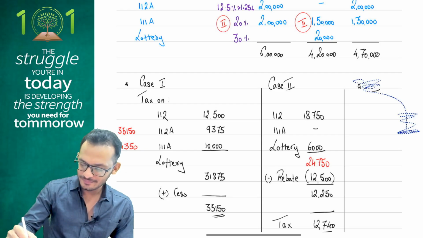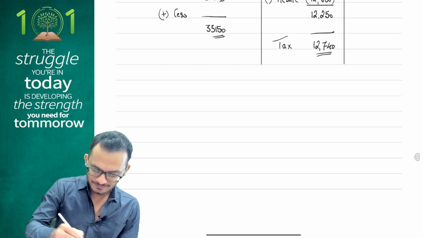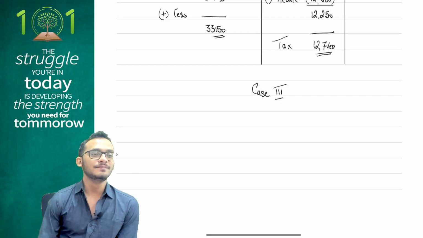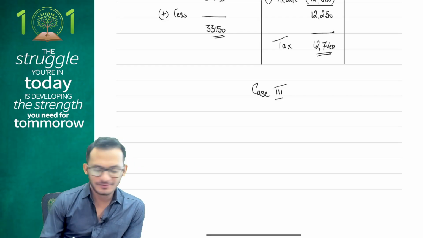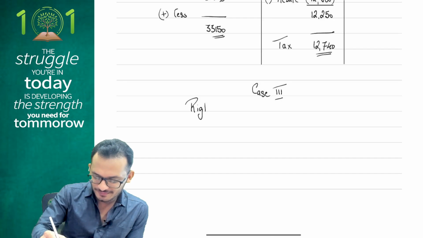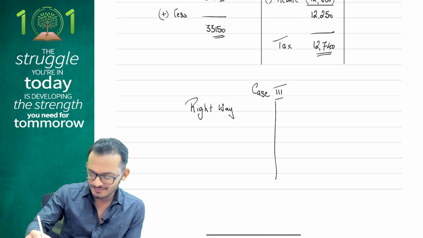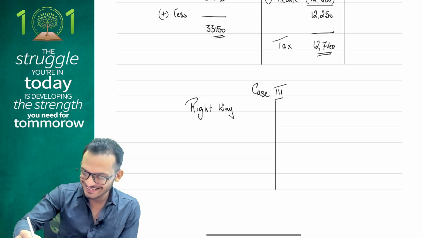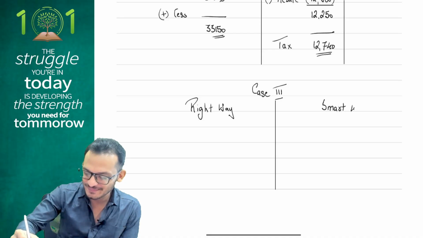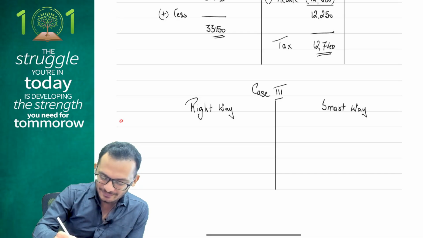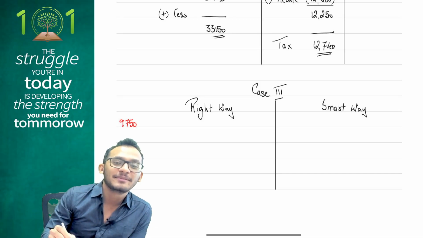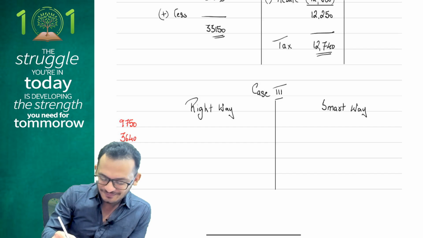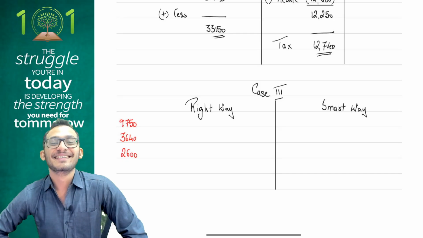People, answers jaldi. 9750. $3,000. 9750. एक मिनट. 9750, 3000. एक मिनट. 3,640. 2,600.